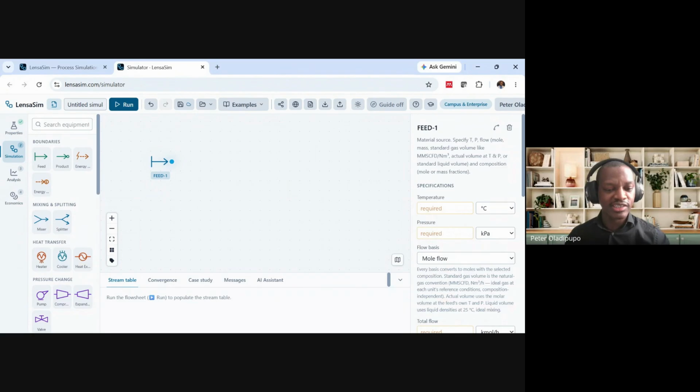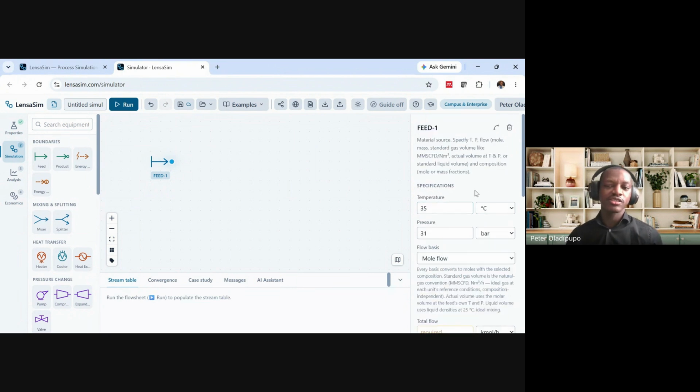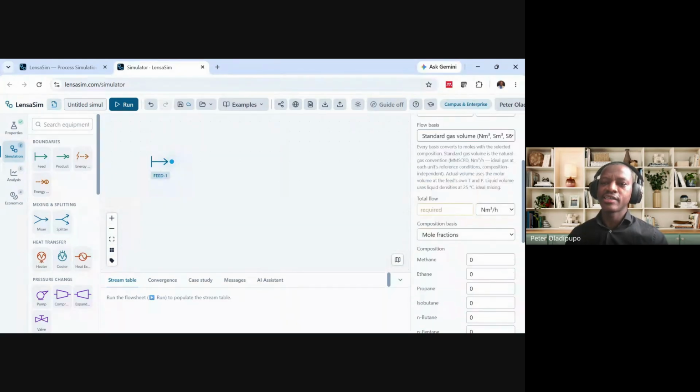Okay, so the temperature is 35 and the pressure is 31 bar. As the gas is coming out and entering the very first unit, it's coming in at a temperature of 35 degrees Celsius and a pressure of 31 bar. Then for the flow rate, we'll be using the standard gas volume basis, in million standard cubic feet per day. So we're using 20 million standard cubic feet per day. What we are saying here is that we are assuming the volume of the gas coming in is 20 million standard cubic feet per day.